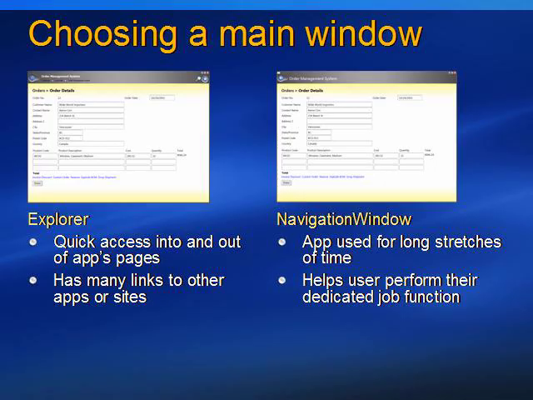How do you decide which window to use? Well, as I said, Explorer is good for letting the user get into and out of your app. That might be appropriate if you're building an application that the user might pick up for a few minutes and then put away, or use on a very infrequent basis or a transient basis. Navigation window might be more useful in contexts where the user is in your application for a long stretch of time. For example, if they perform something in your app as part of their regular job function and they're sitting there doing something all day.